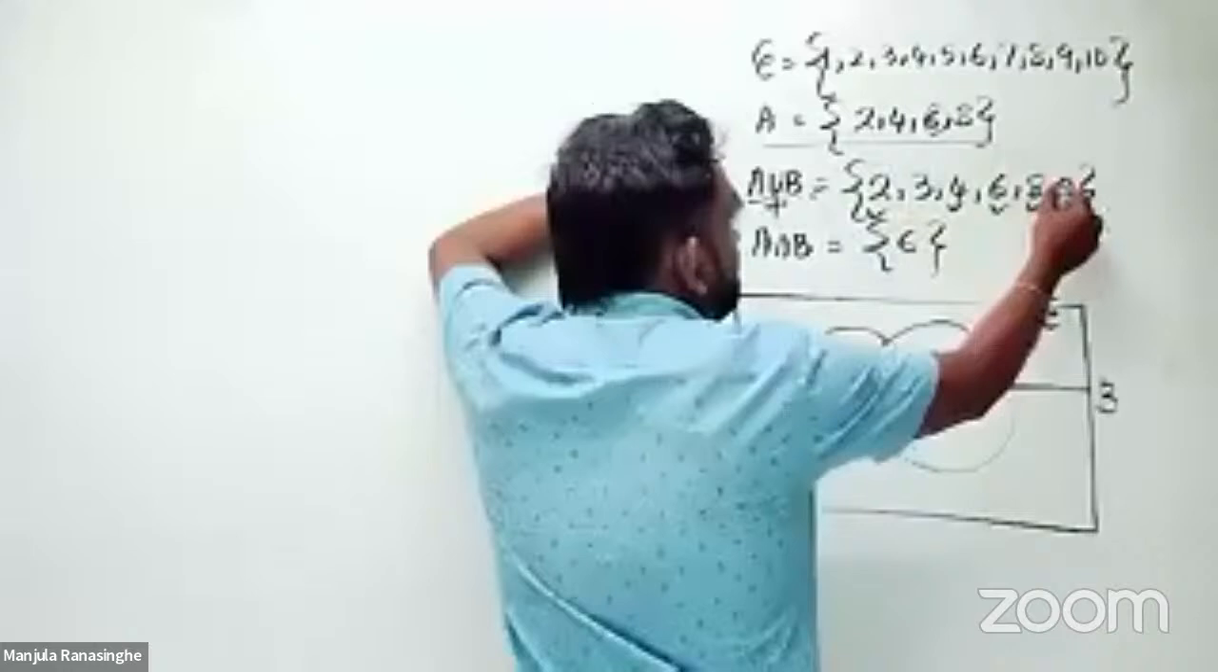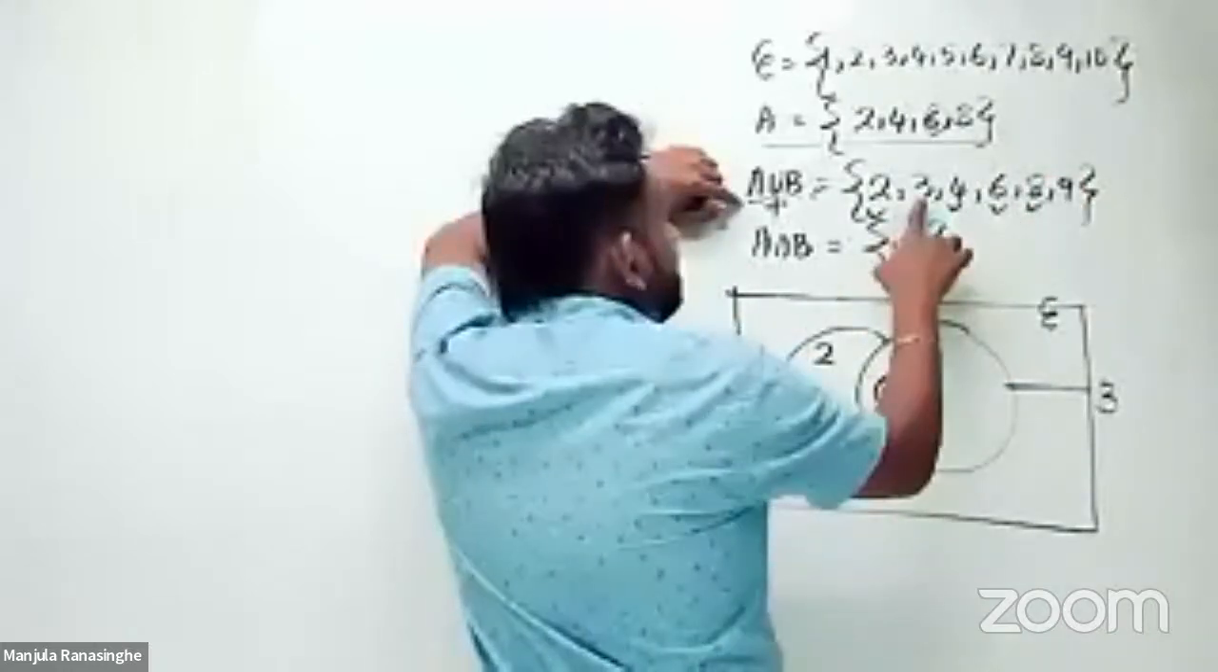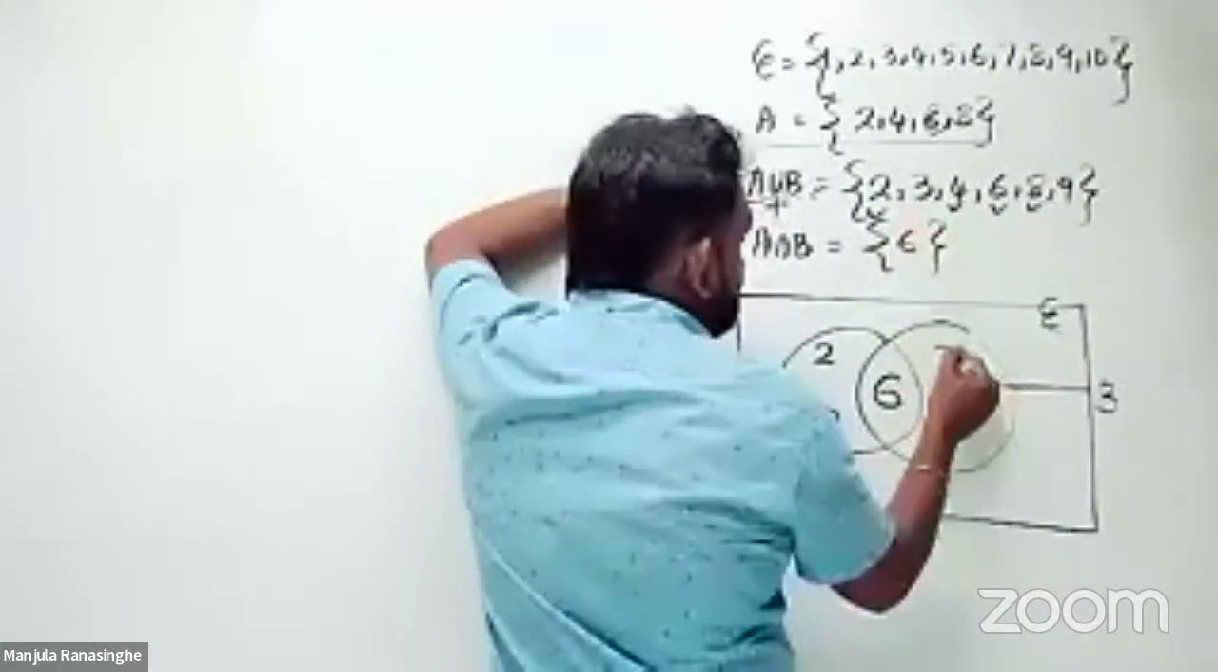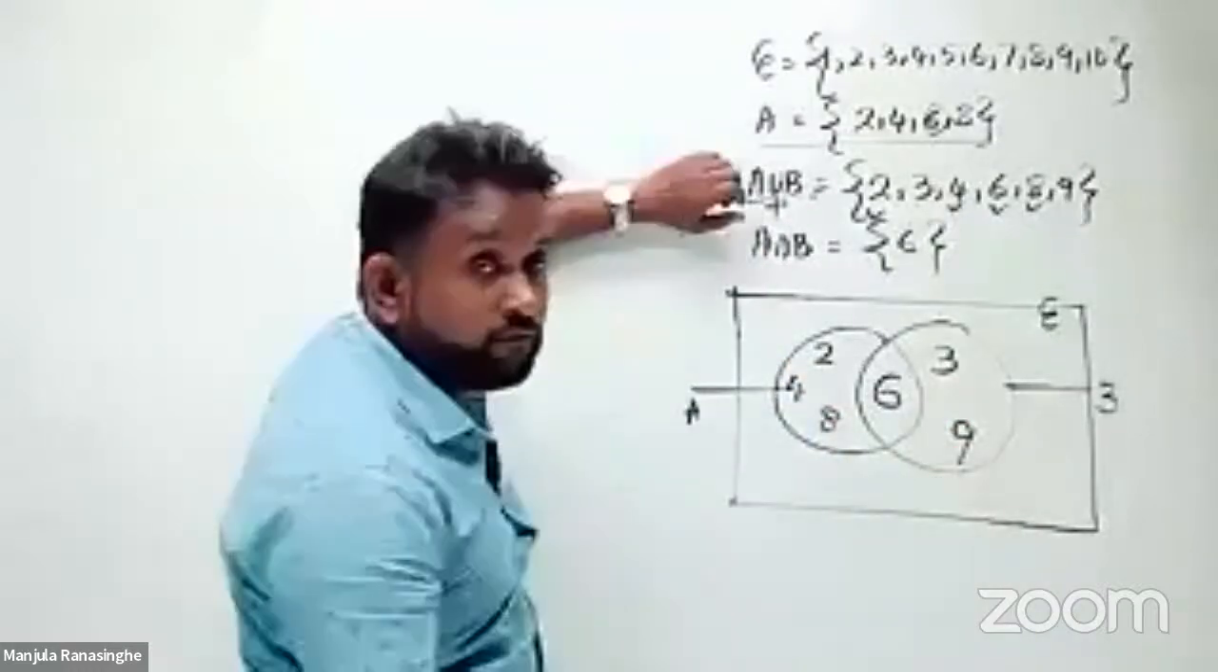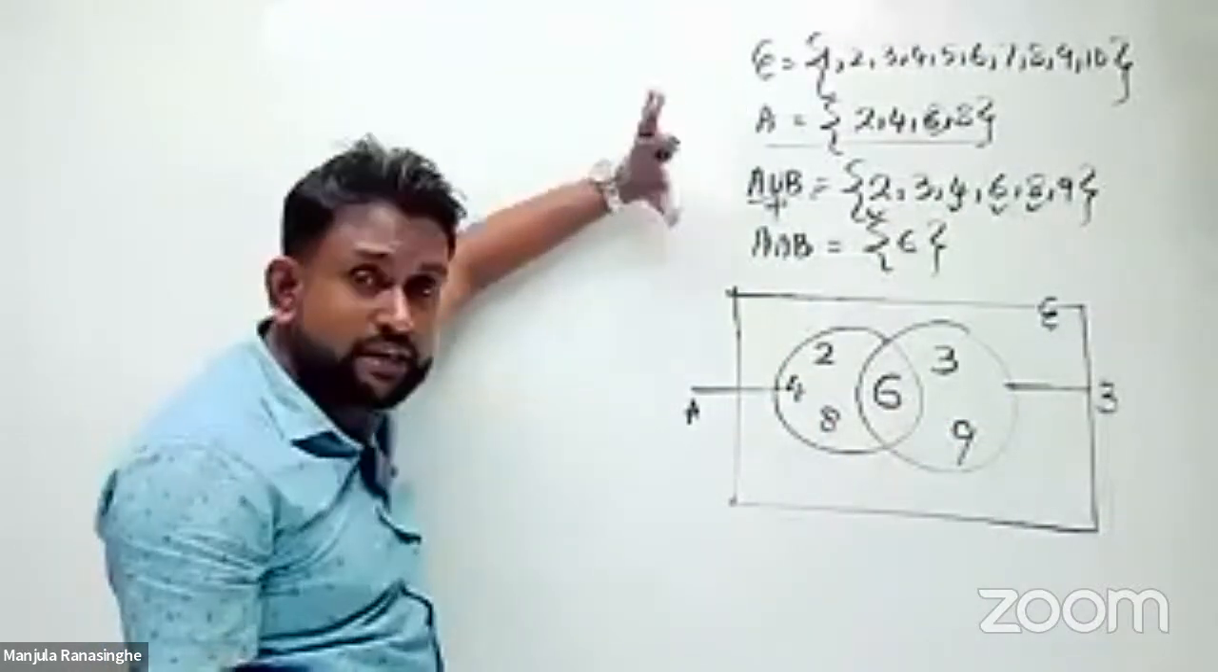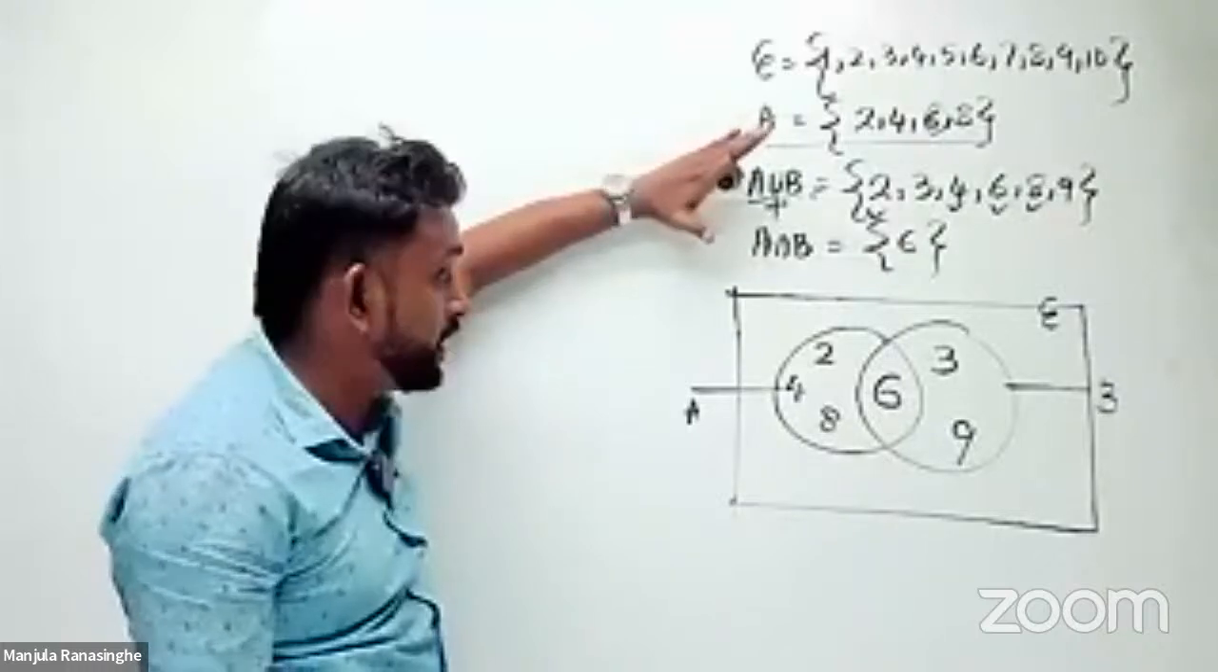2, 4, 6, 8 are drawn for A. Then the balance for B is 3, 9. 3, 9 should be there, where we take it from the A union B. A union B is right.